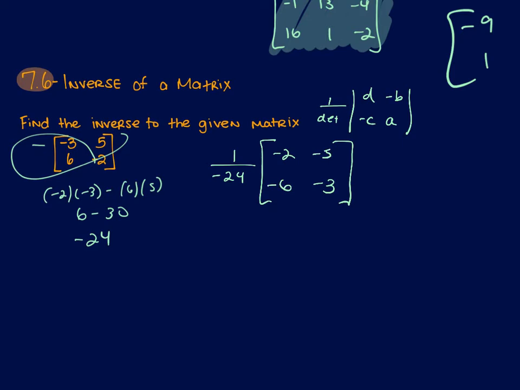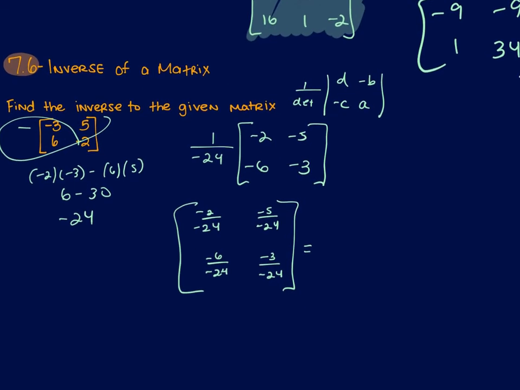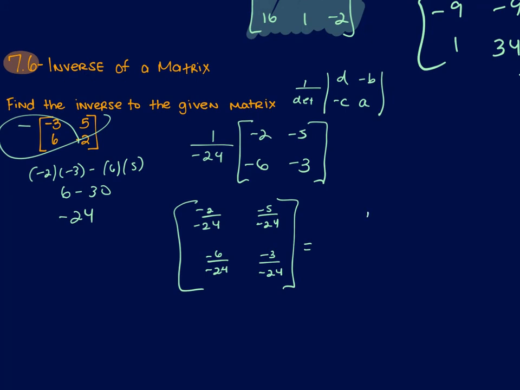Then I distribute that in, so 22 over 24, negative 5 over negative 24. Well, this would be negative, and then I'll simplify it. Negative 6 over negative 24, and negative 3 over negative 24. Simplify it out, and I get 1/12, 5/24, 1/4, and 1/8. Again, all of these so far are going to be written on your answer sheet.